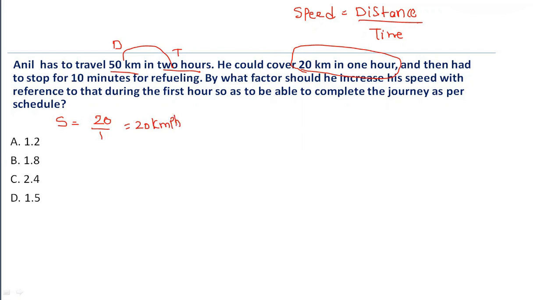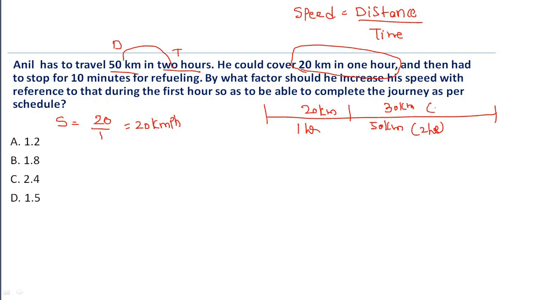What is the target? The target is 50 kilometers to be completed in 2 hours. Out of 50 kilometers, 20 kilometers is completed in the first hour. So out of 50 kilometers, 20 kilometers of distance is done. How much is the rest? The rest is 30 kilometers. And for this remaining 30 kilometers, we have to see how much time is available.